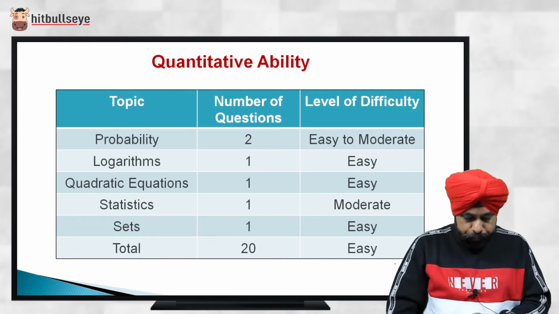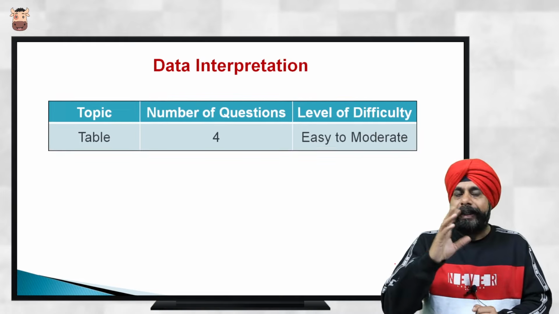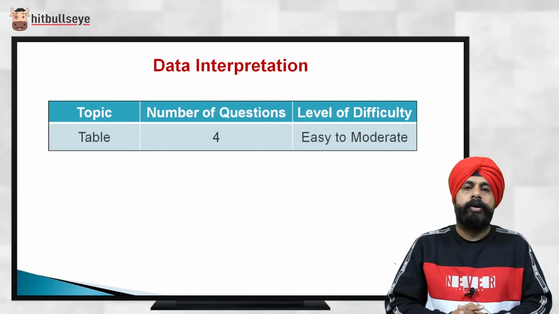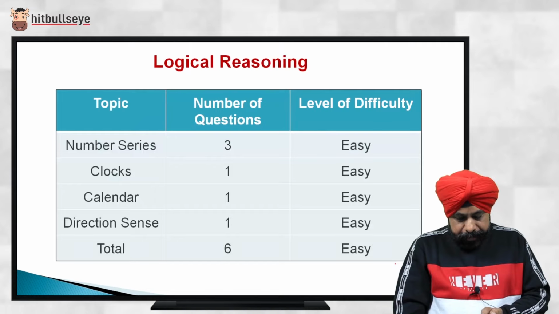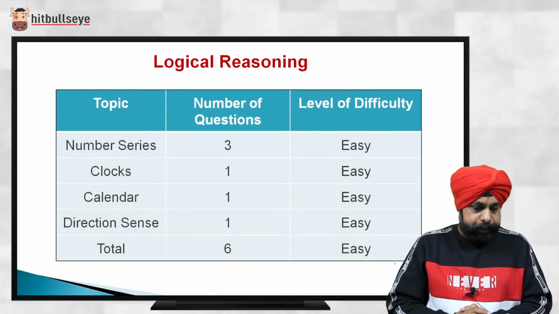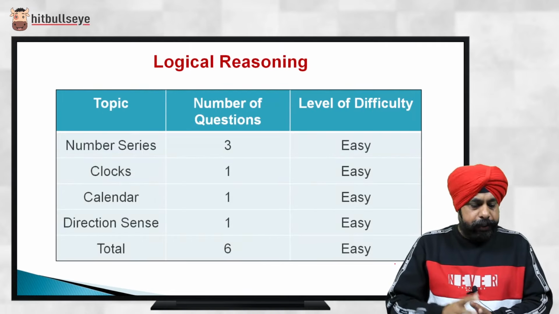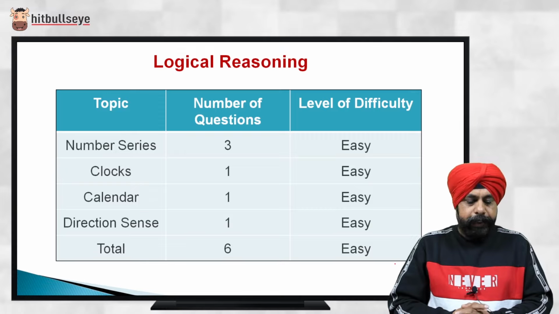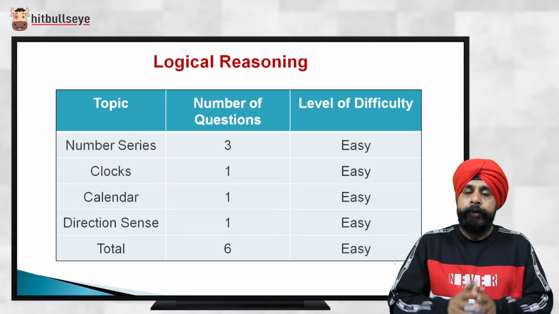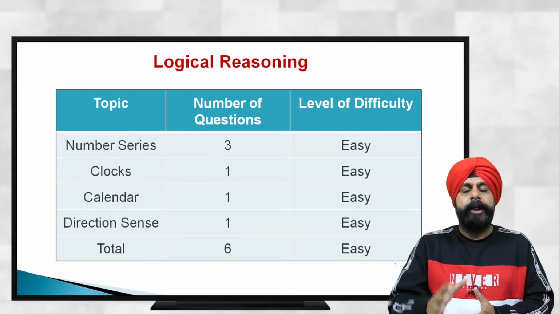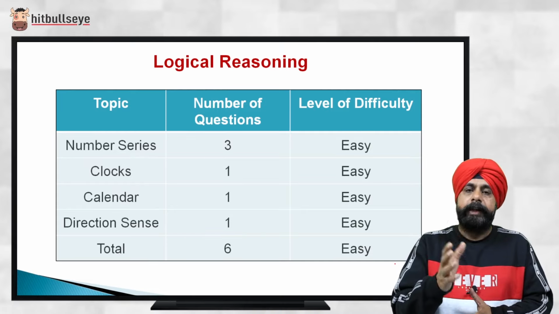Talking about the reasoning and DI, people, there were 4 questions on DI. It was a table which we can call from easy to moderate level, and there were 6 questions of logical reasoning. Primarily number series 3, clocks 1, calendars 1 and directions 1 question. All of those 6 questions were relatively easy. So needless to say, out of the 30 questions breakup, the reasoning questions are relatively easy.